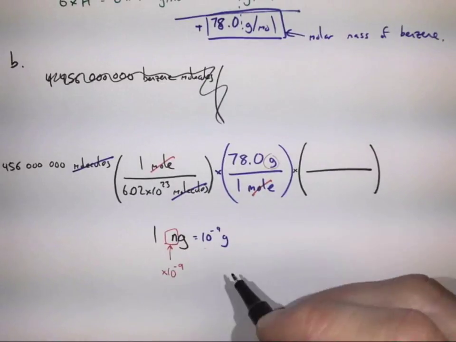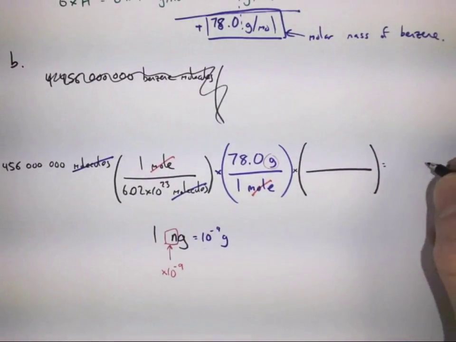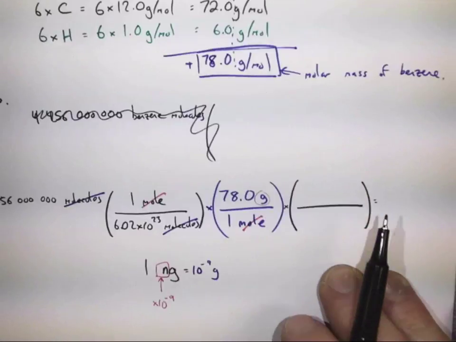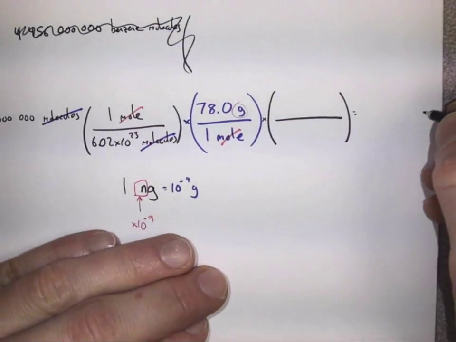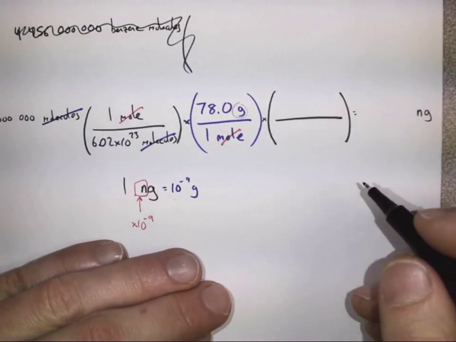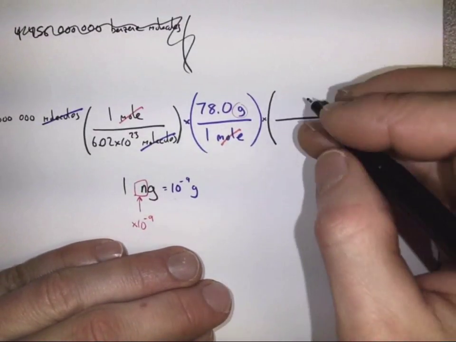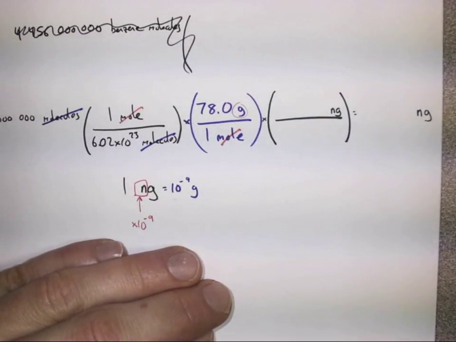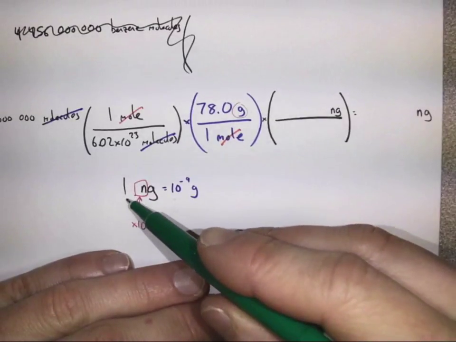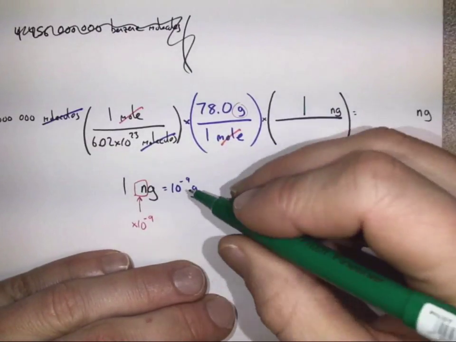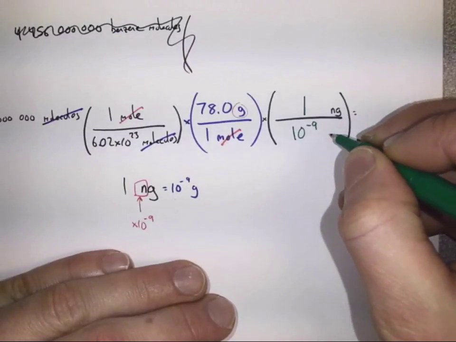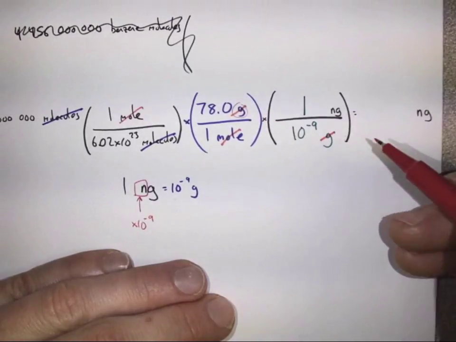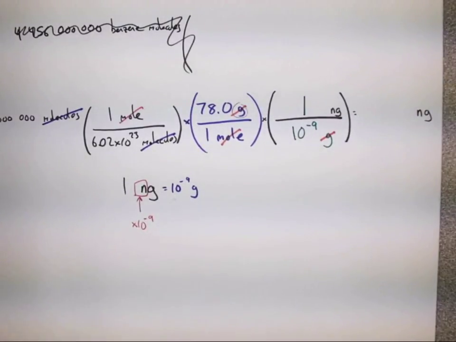Now I want units of nanograms at the end, because that's what we were asked for here. So some number of nanograms. Some people use as a guiding force the fact that the final unit we want, nanograms, should be up top here. So 1 nanogram is the same thing as 10 to the power of -9 grams. That has the effect of canceling out units of grams diagonally, leaving units of nanograms.